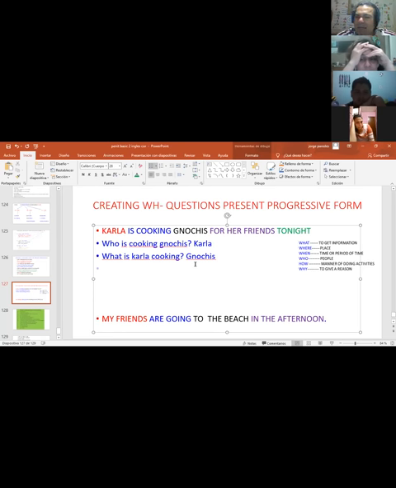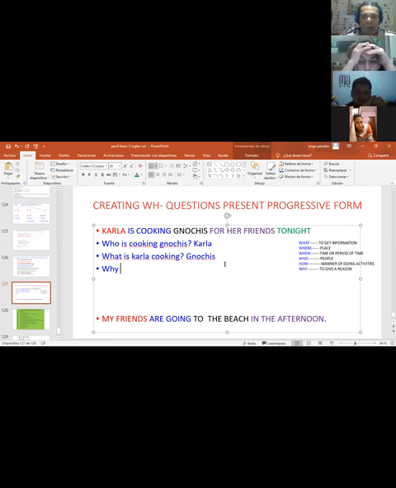Perfecto. Vamos a hacer la número tres. La número tres dice, for her friends. Carla cocina gnocchis para sus amigos. Está dando una razón. ¿Cuál utilizaríamos? Why. Perfecto, why. Y de ahí la regla dice, si la pregunta número dos está correcta, toda la información que está ahí se baja.